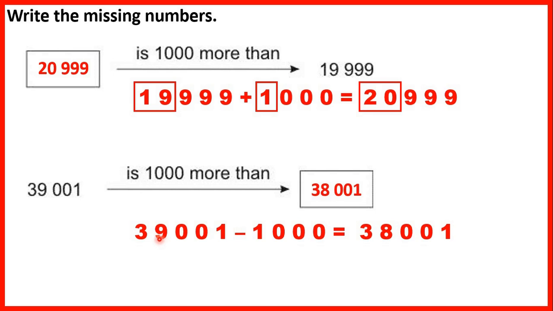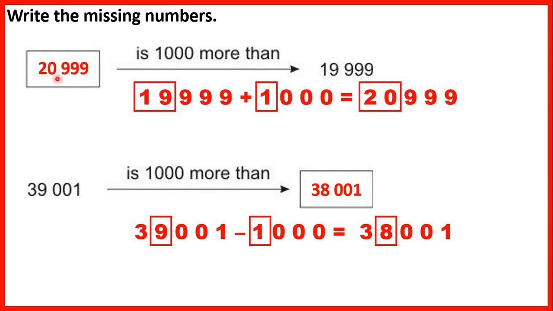We can spot that it's the thousands digit that's changing, and 9 minus 1 is 8, and then all of our other digits stay the same. And it's useful to check that what you've written makes sense, because most of the time, when children have got it wrong, it's because they subtracted up here or added down here. So check that what you've written makes sense.